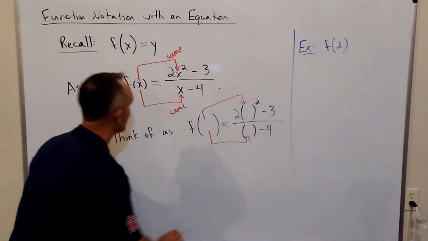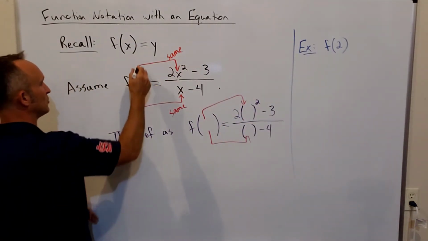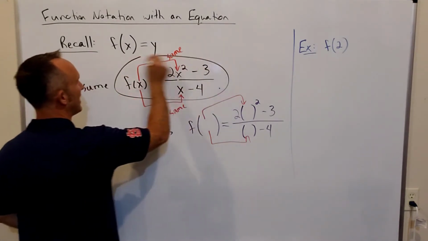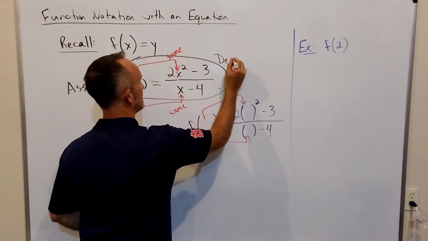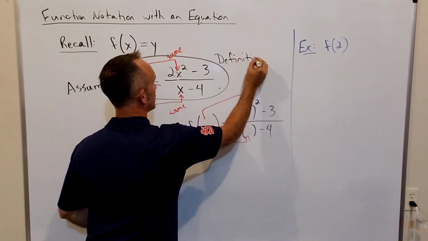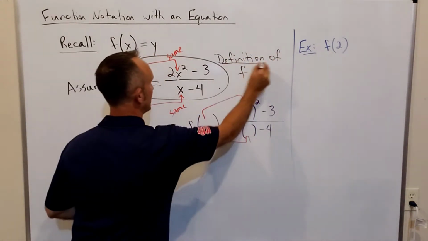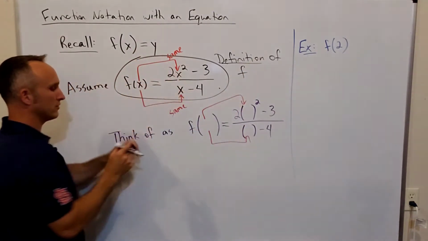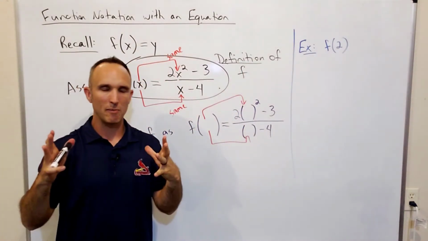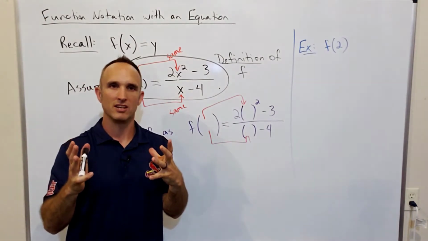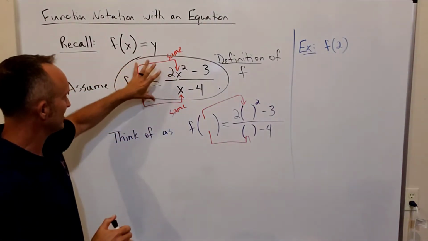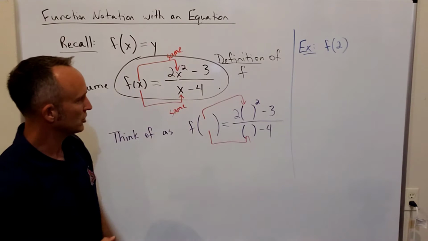And by the way, whenever you see f of x equals like this, whenever you see that, that is the definition of the function. So in this case, it's the definition of f. It's very important to understand that. This defines your function. Just like a picture of a mapping defines what the function does to an input. Same thing here. This is how you calculate outputs for the function f.